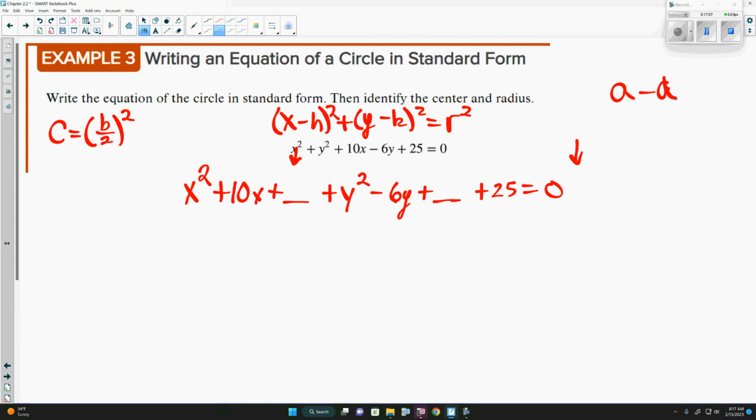If both x squared and y squared have a coefficient of 1, we can just add it to both sides and it's going to be easier to work with.